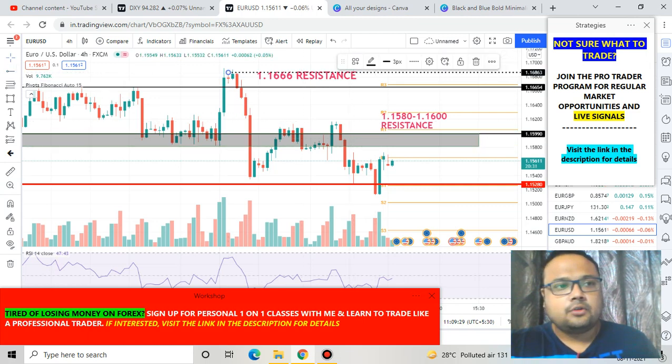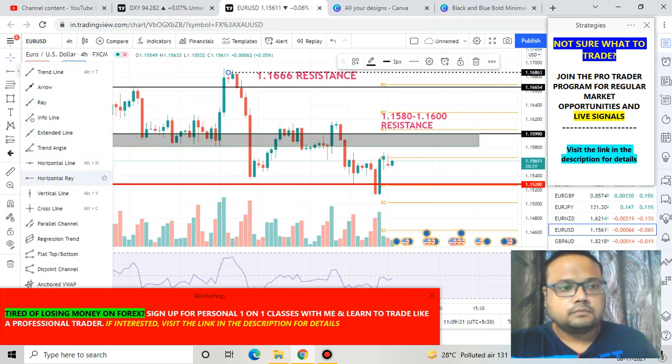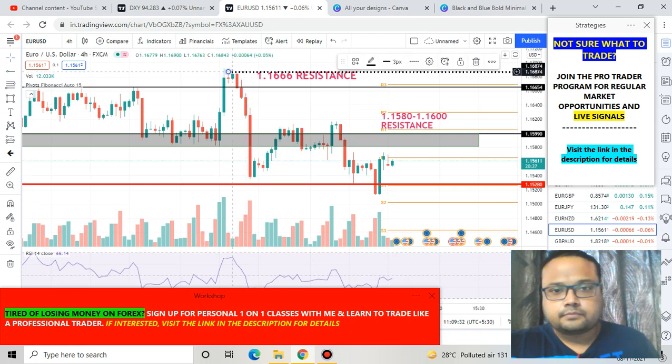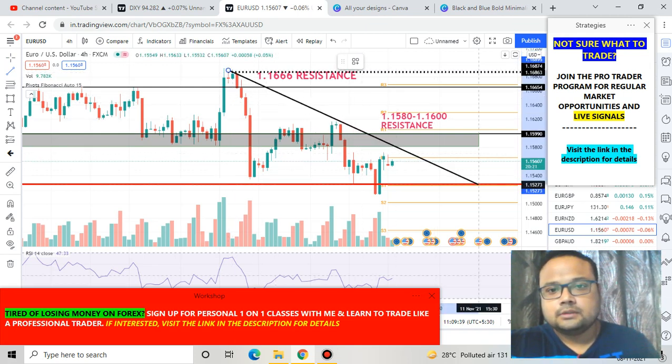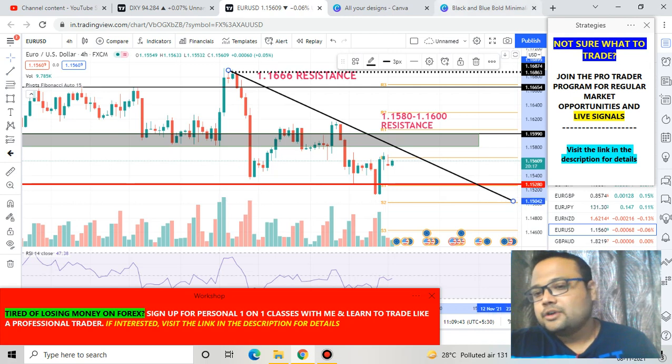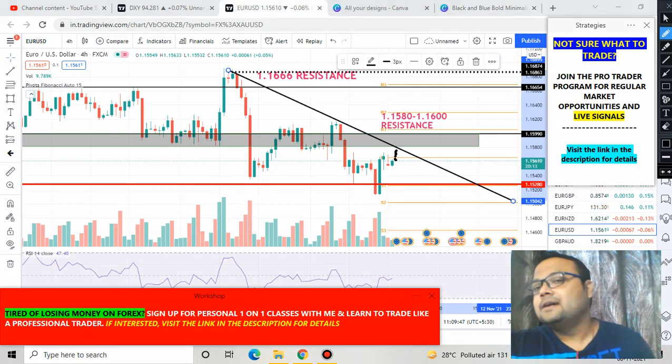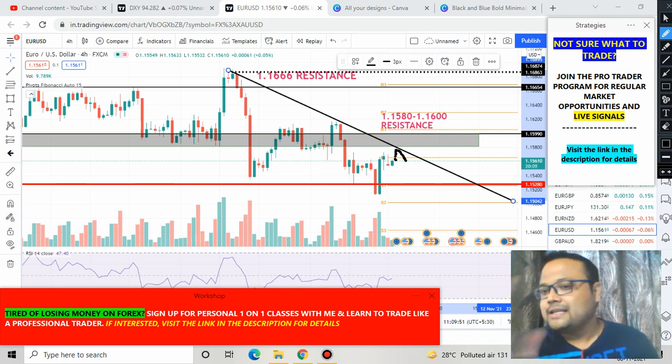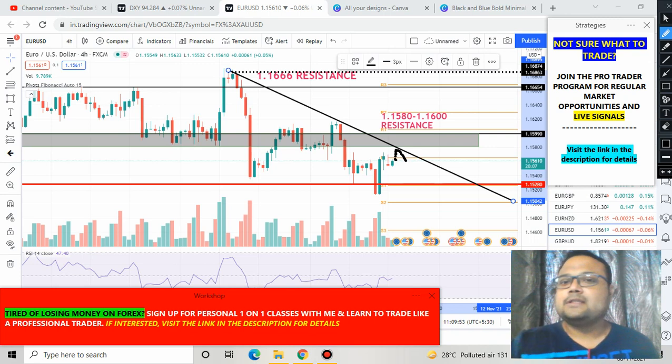If I try to draw a line also, let me show you. If I draw a trend line like this, then also you can see that right now the market will have to climb a little higher so that it can reverse. Keep in mind that this trend line is also there as a dynamic resistance, but it is not a very strong one.